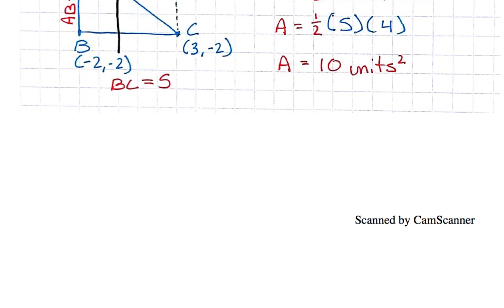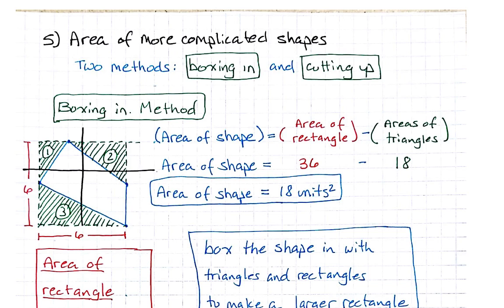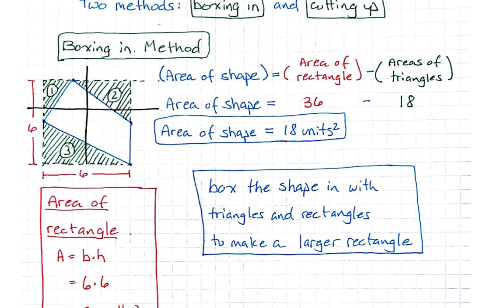Moving on. We're frequently going to come across shapes that are a little more complicated than just rectangles and squares. And we have two methods in the grid for figuring out their areas. One is called the boxing in method, and the other one I'd call the cutting up method. These aren't exactly technical terms. That's just words I came up with, or maybe I saw somewhere. I don't know. First, the boxing in method. The boxing in method basically has us box in the shape with triangles and rectangles, typically triangles, to make a larger rectangle.